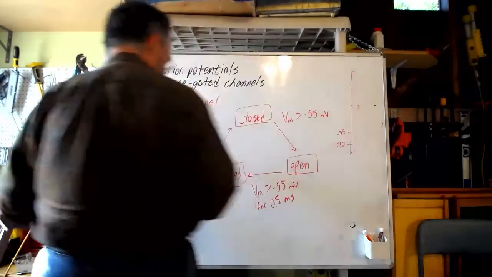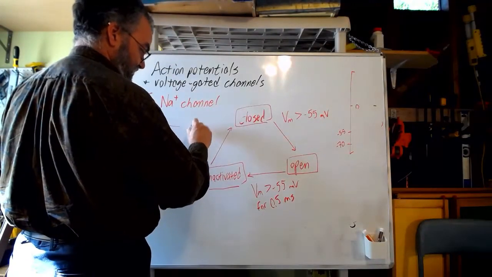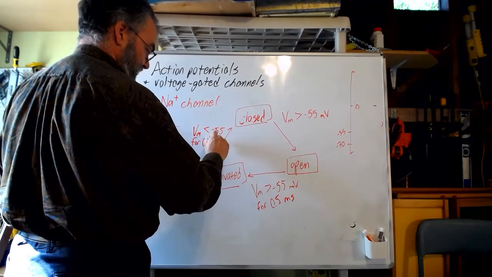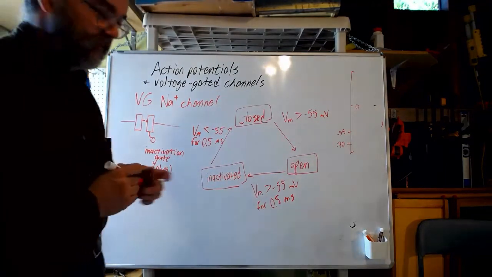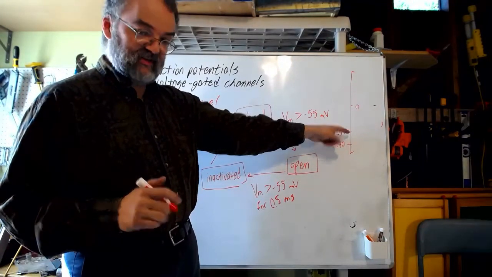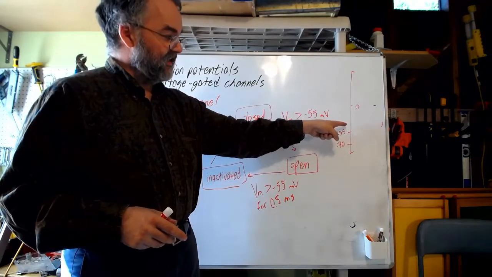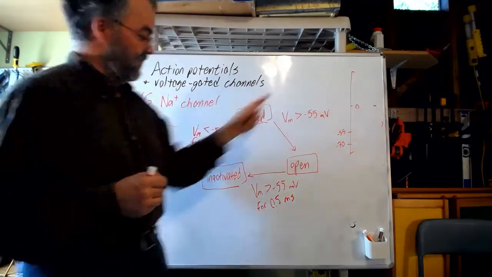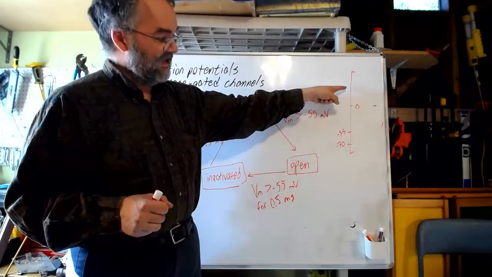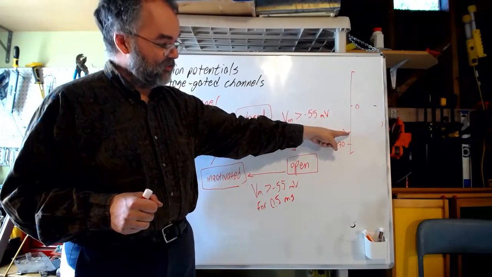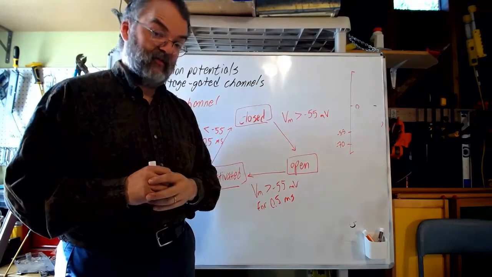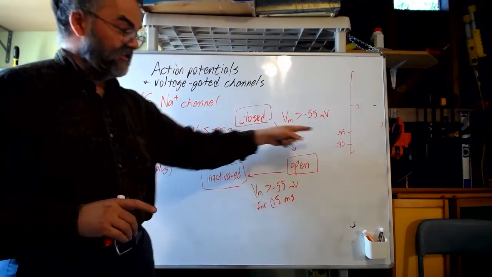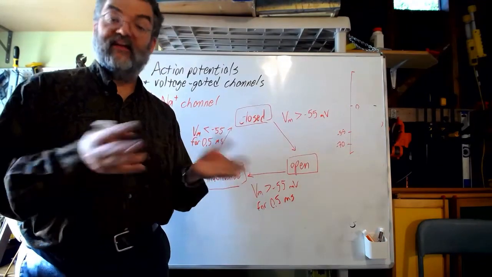Well, once it's inactivated, to go from here to here, I have to be below negative 55 for about half a millisecond. So once I have activated the channels, they all pop open, and that brings my membrane potential up, and then they plug themselves half a millisecond later. In order to get them back to closed, I have to bring the membrane potential back down below this point and keep it there for half a millisecond for those plugs to come out. If I do that, then they go back to closed. And then the next time I get above negative 55, they can open again.